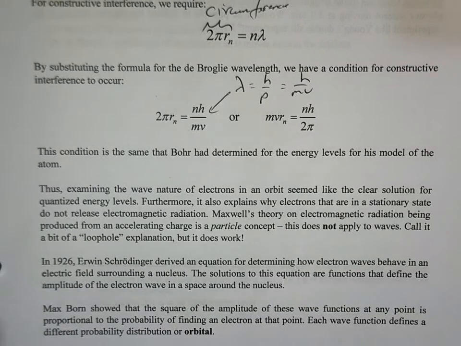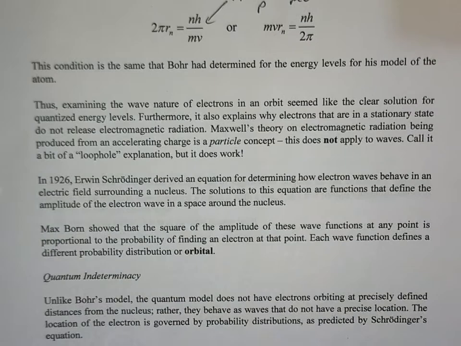Now, the second part of that question is, why do the electrons not emit EMR? Good question. That happens to deal with the particle characteristics of electrons orbiting as particles emitting EMR. Well, if we treat the electron as a wave, waves don't accelerate.